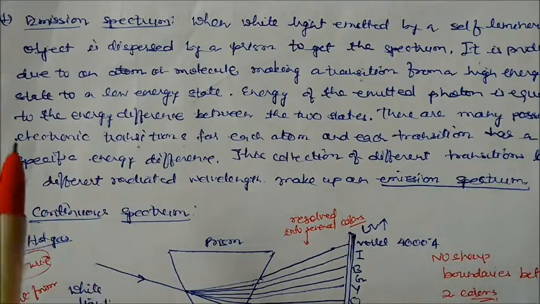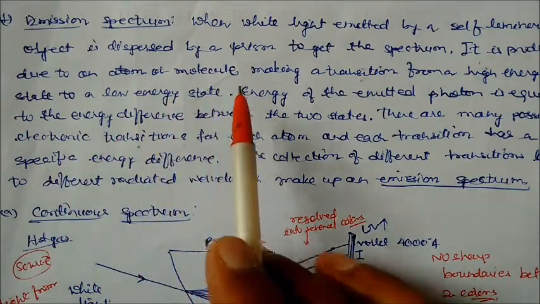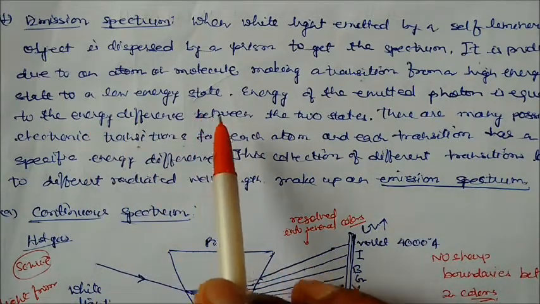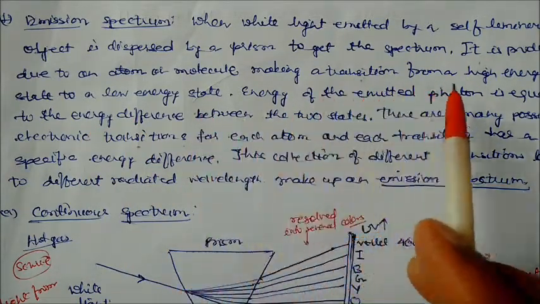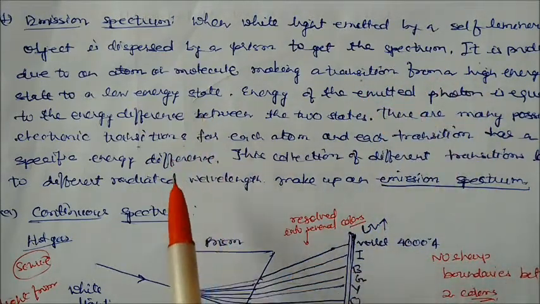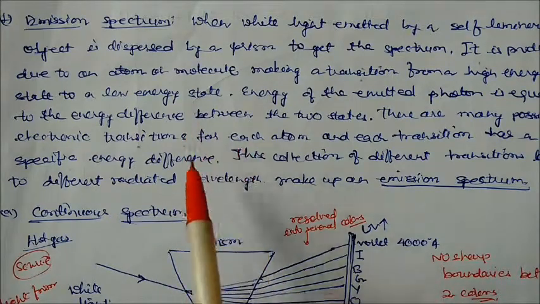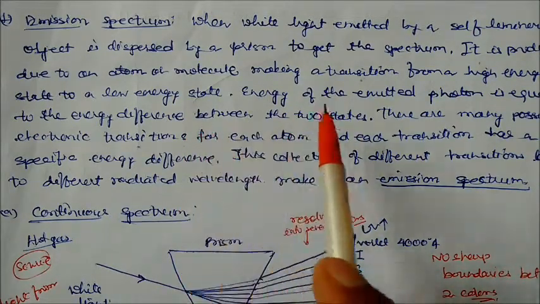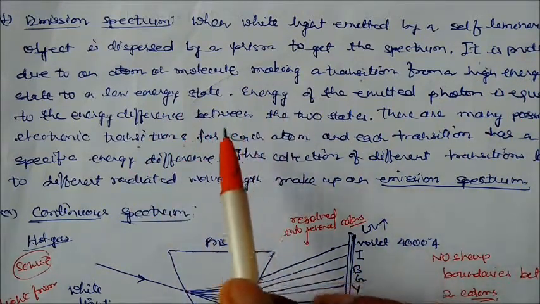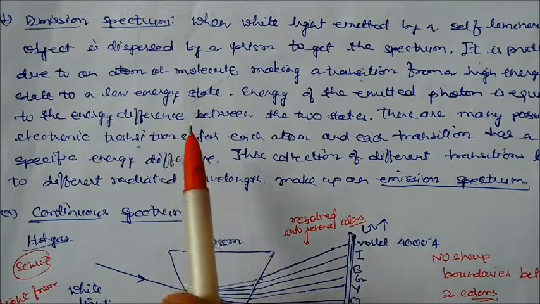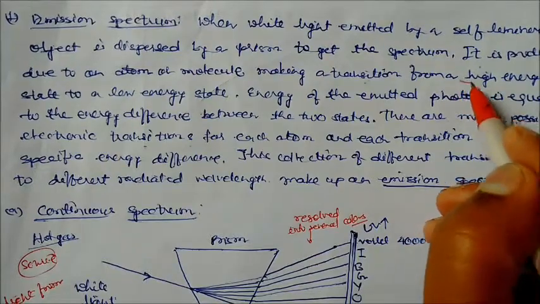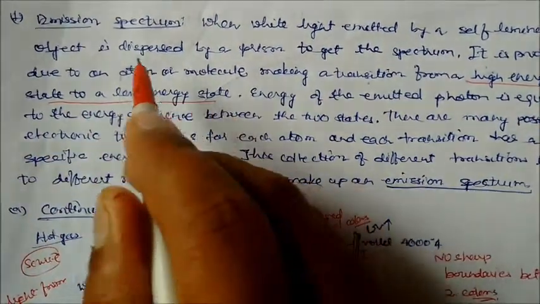It is produced due to an atom or molecule making a transition from a higher energy state to a lower energy state. So when an electron is transferred from the higher to the lower energy state, this results in the emission spectrum. Keep in mind, it only results when an electron transfers from higher to lower energy state, not from lower to higher. Lower to higher will be absorption of energy, and this is the emission of energy. This point is very, very important. Transition takes place from higher, then this spectrum can be produced.